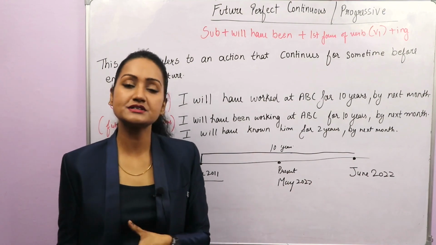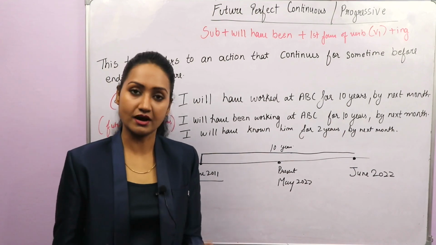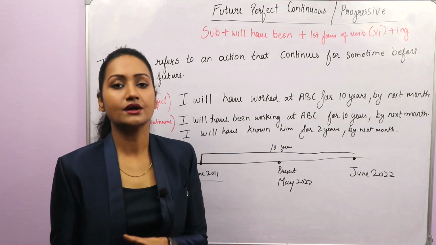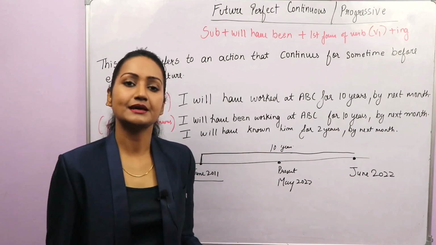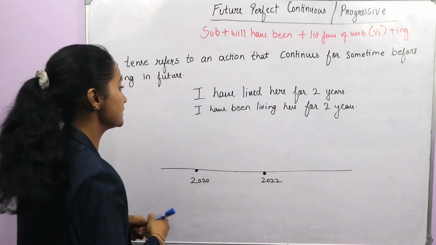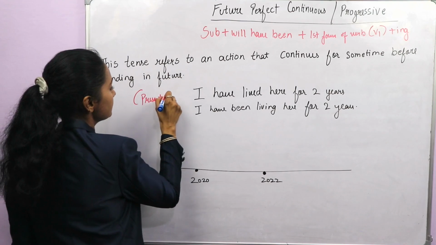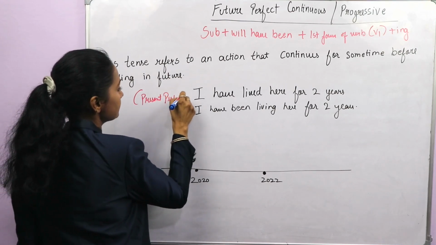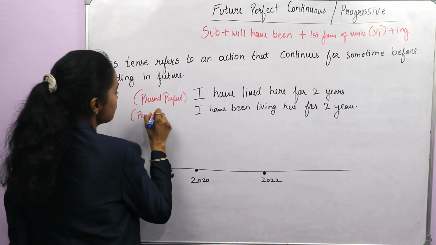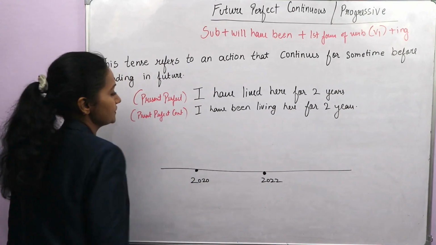Now same thing happens in other tenses also, be it present or past. Like in this case, present perfect continuous or present perfect are same. All right, I give you one more example. So here, first one is in present perfect and the second one is in present perfect continuous, okay?